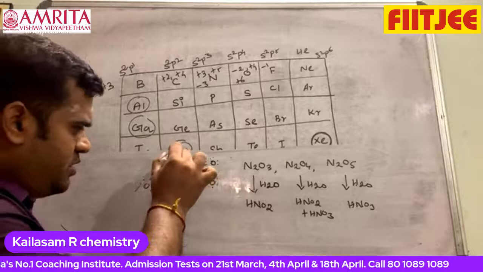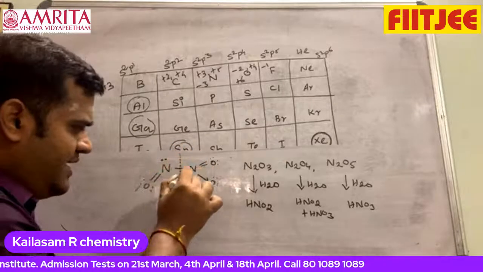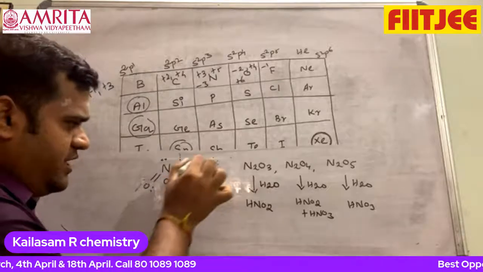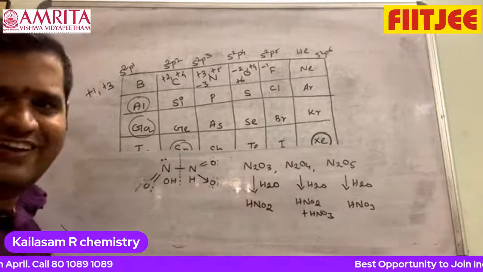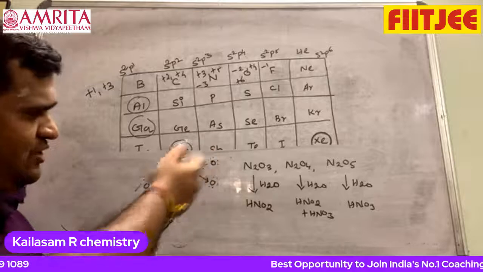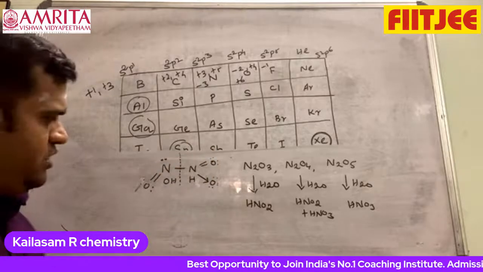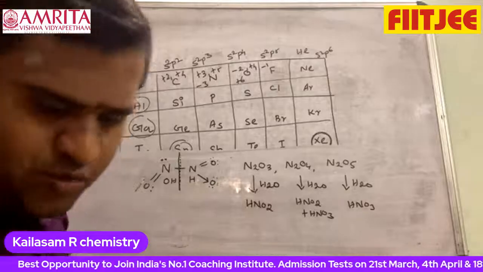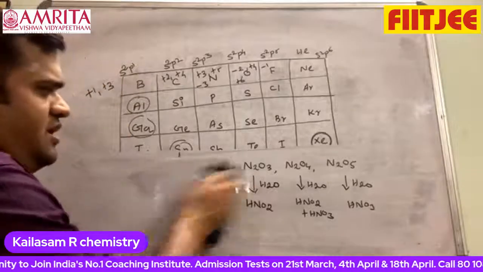Now hydrolysis means what? The bond is going to break here. I can make it H here and OH here. HNO2, HNO2. I got it. This is the structure of N2O3. Bonds are going to break here, OH and H. I got it, HNO2. Now come to the point about the case of N2O4.